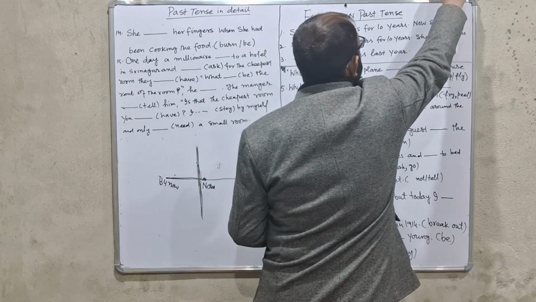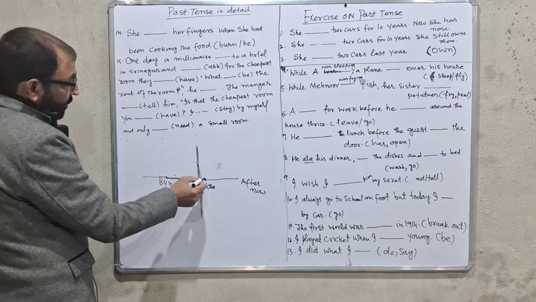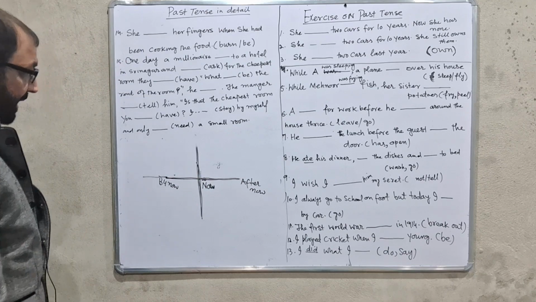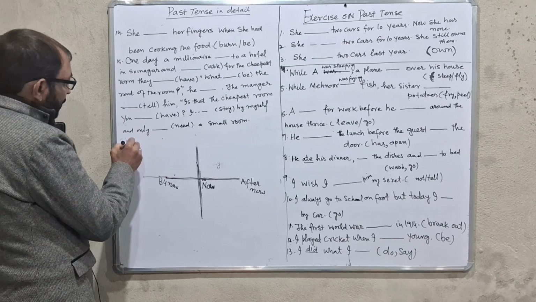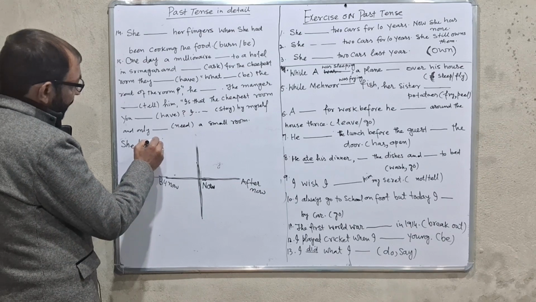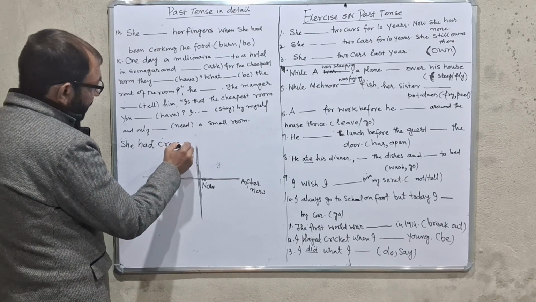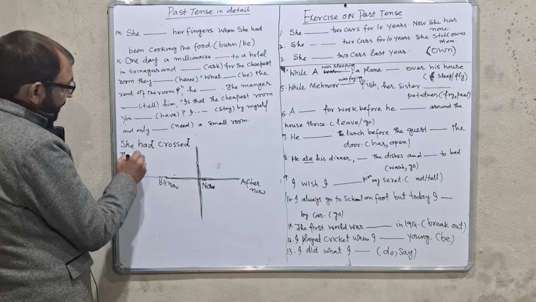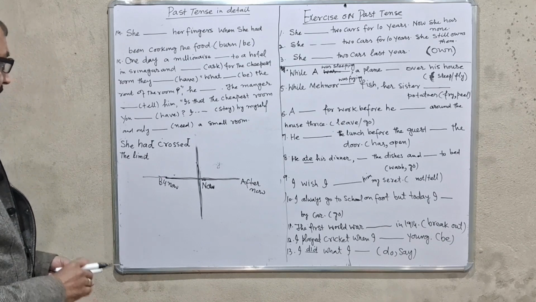Now we shall move on to past perfect form. Past perfect is shown by had plus V3, the past participle of the verb. She had crossed the limit.